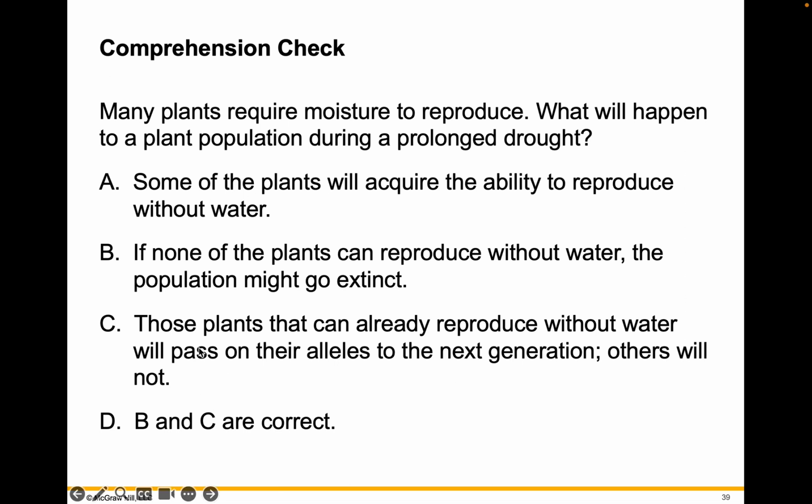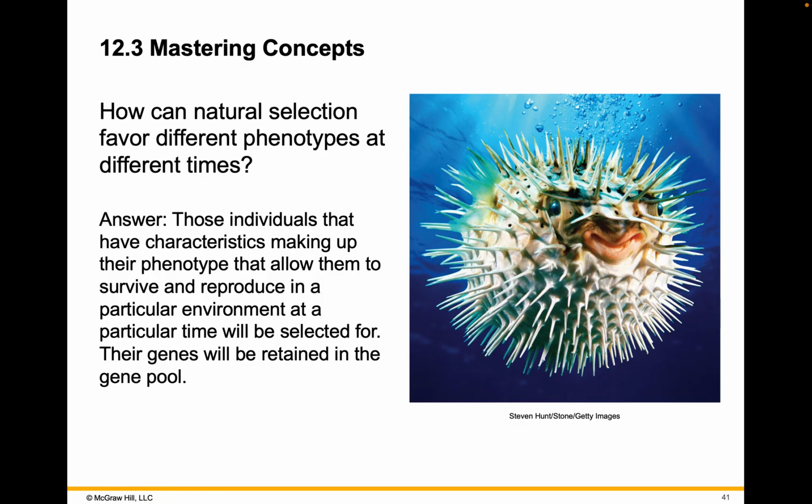And both B and C are correct. So if there are no alleles in the population already for being able to reproduce without water, then they'll all go extinct. If there are alleles in the population for being able to reproduce without water, then those individuals will have an advantage and be able to reproduce and become more common in the next generation. Good. All right. How can natural selection favor different phenotypes at different times? I want you to jot down your own thoughts to this question in your own words. All right?